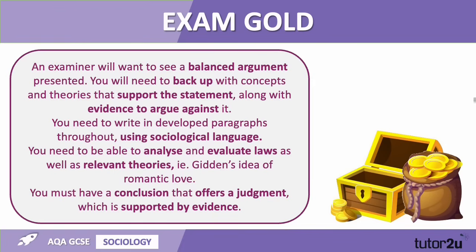Okay, so we have some exam gold again to try and get you to write those magnificent answers. So an examiner is going to want to see that balanced argument. So you are going to once again need to back up your ideas, concepts and theories that support the statement, along with evidence to argue against it. So that offering that alternative viewpoint. You need to write and develop paragraphs, you need to use sociological language, and you need to be able to analyse and evaluate those laws as well as relevant theories. So the idea, for example, of Giddens' idea of romantic love. You then also have to have a conclusion that offers a judgment that is supported by evidence within your essay.